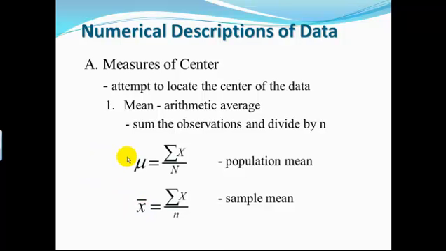And so that's kind of how we're going to do it this semester. The mean is the most popular, and we're going to talk about whether it's the best in a second, but it is definitely the most popular measure of center.